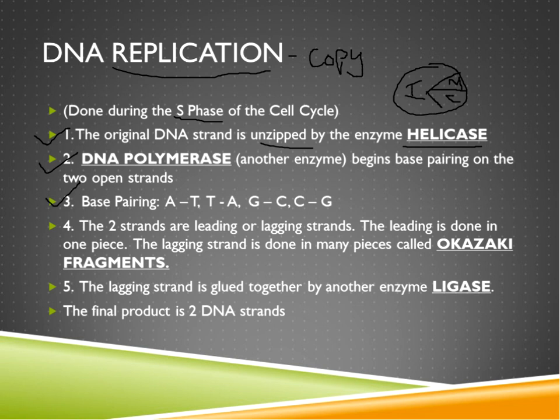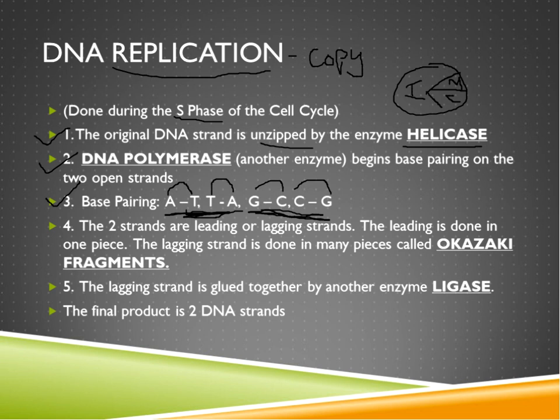And the base pairing is very easy. A will always go with T for DNA. T will always go with A. So these kind of are all together. G will always go with C. C will always go with G. So it's pretty simple for base pairing for DNA. If it's a T, it matches up with an A. If it's an A, it matches up with a T. And then G and C are the same thing as well.